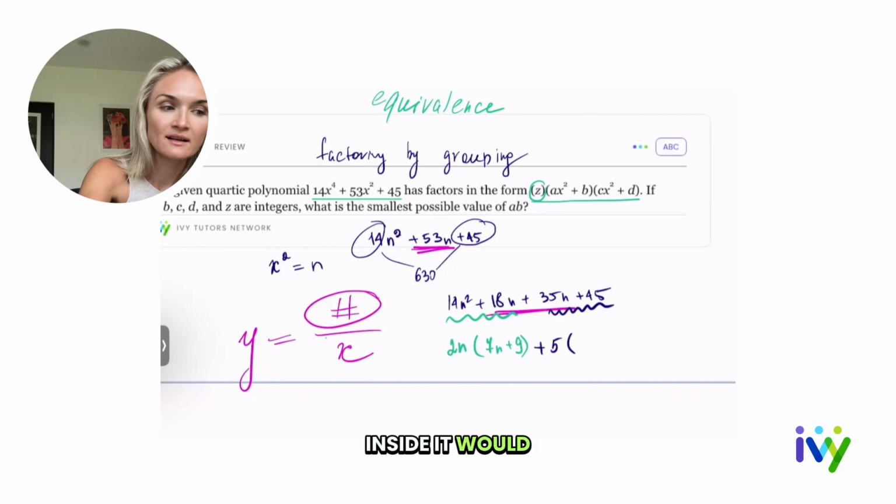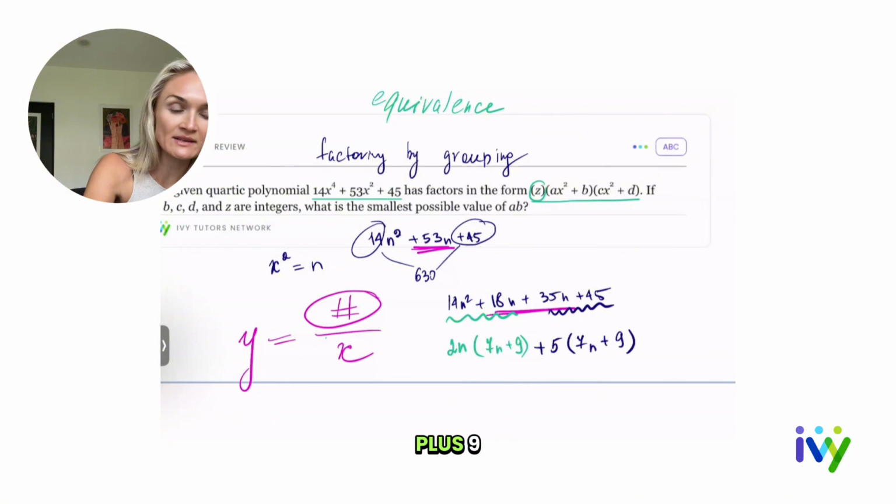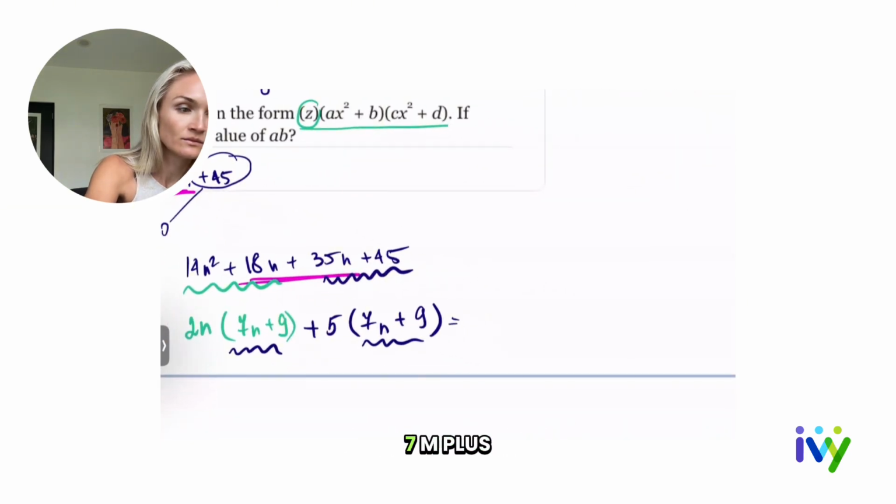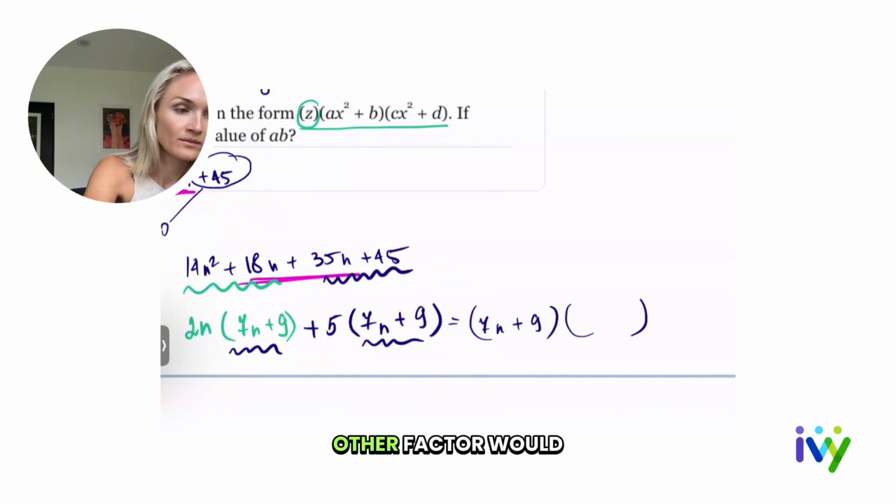And then inside it would be 7n plus 9. And it's key that we have 7n plus 9 repeat. Otherwise, it won't work. Cool. So then, what do we do? How do we finish factoring by grouping? You can factor out the 7n plus 9. Good job. And then you would have 7n plus 9, and in the other factor would be 2n plus 5.